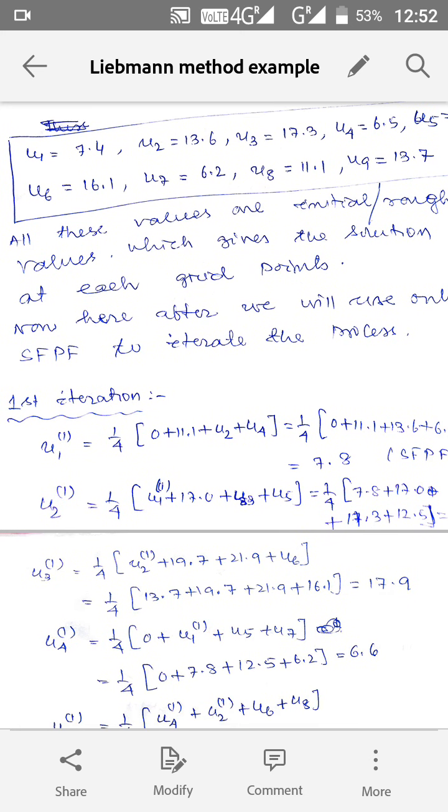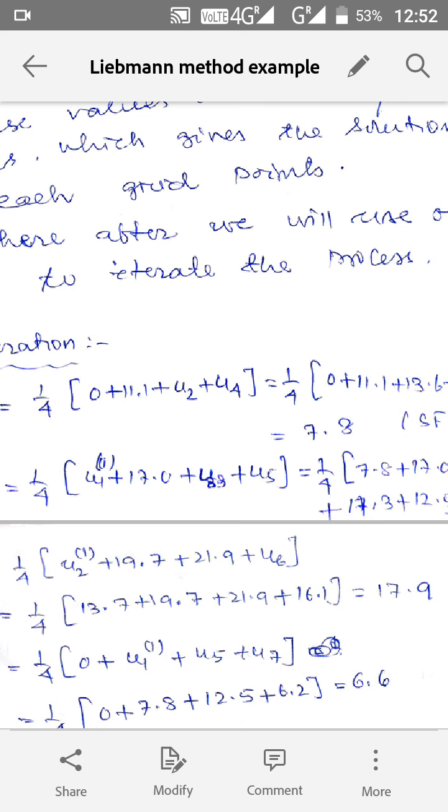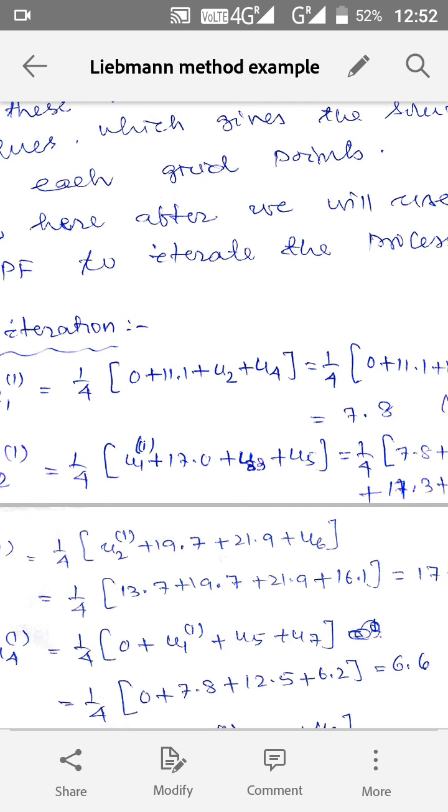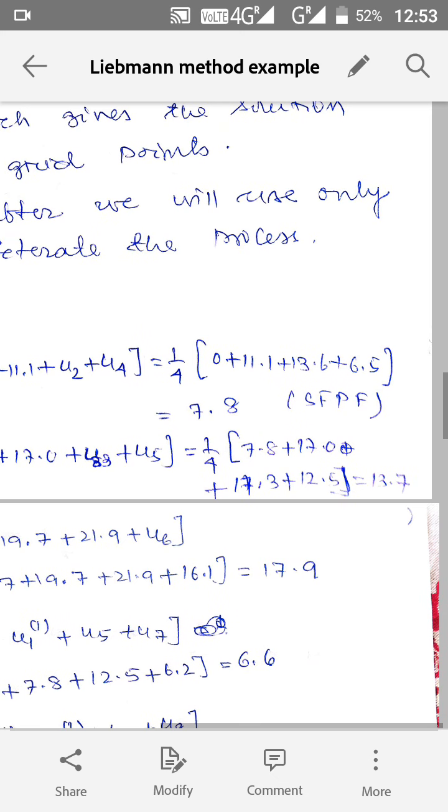And the first improvement of u2 will be 1 by 4. You see, in order to calculate u2 you need the value of u1, but u1 you have already improved, so use the immediately improved value there. So 1 by 4 of u1 of 1 plus 17.0 plus u3 plus u5. U3 and u5 are so far not improved, so you have to use the raw values, and you get the first improved value of u2 as 13.7.